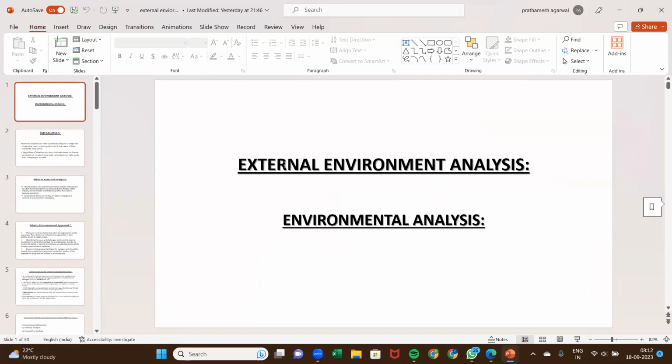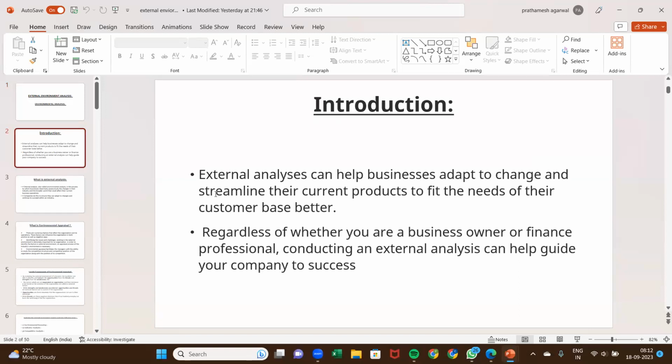Now, let's see the external environment analysis. How do we study the external environment? The external analysis can help the businesses adapt to a change, very important, adapt to a change, and streamline their current products to fit the needs of their customer base better. What we are doing is adapting to a change. We are welcoming a change, and we are streamlining the current products in such a way that the products satisfy the needs of the customers.